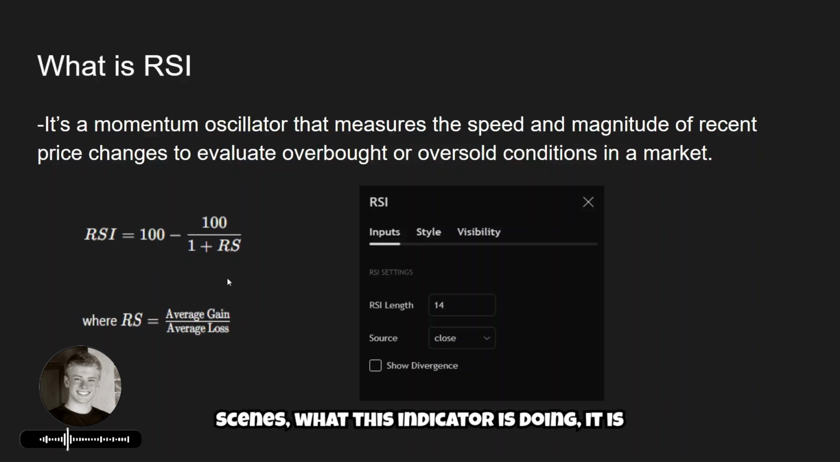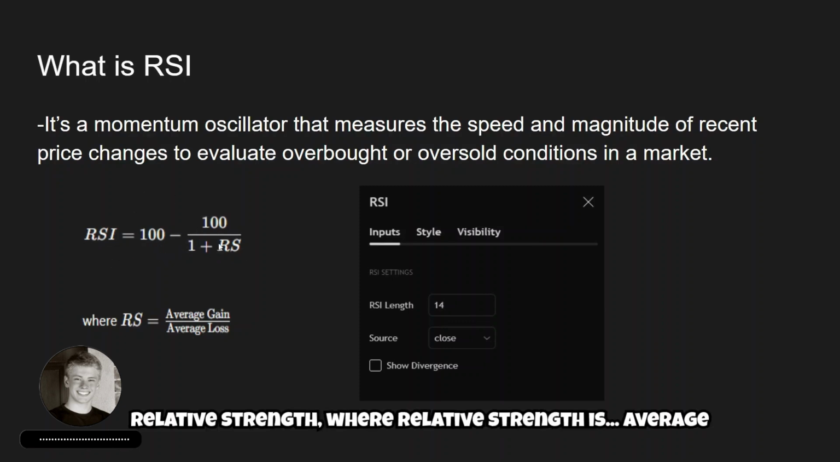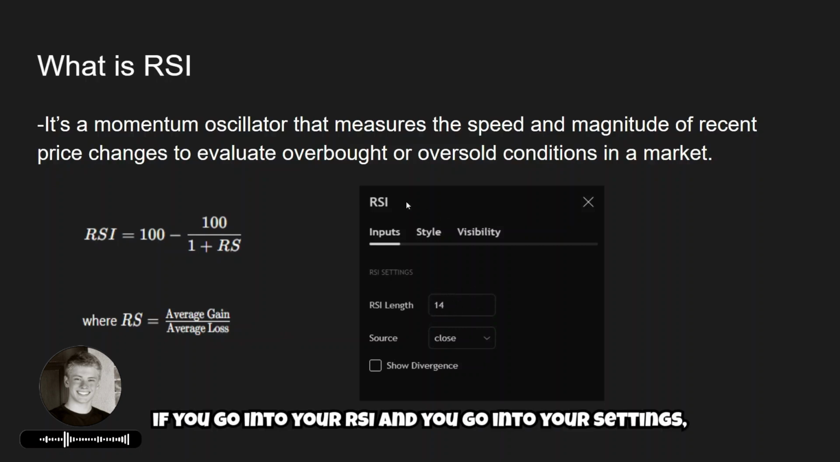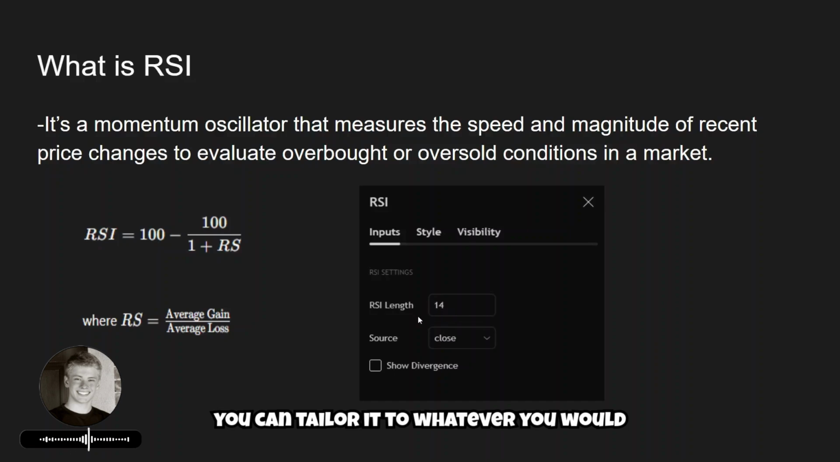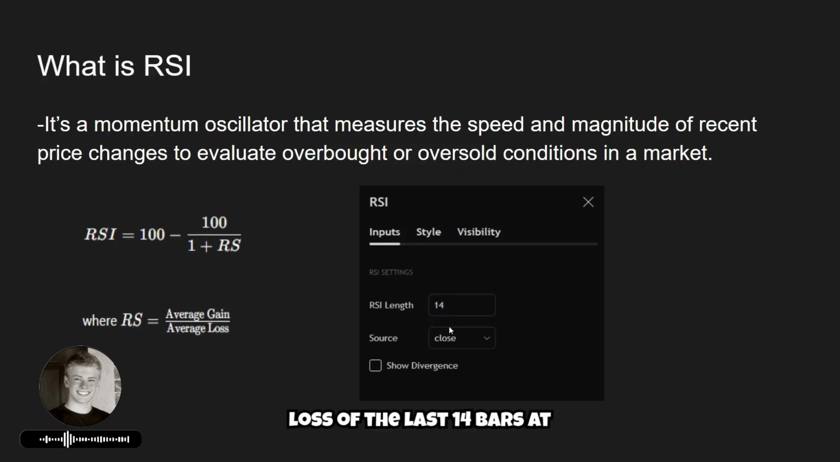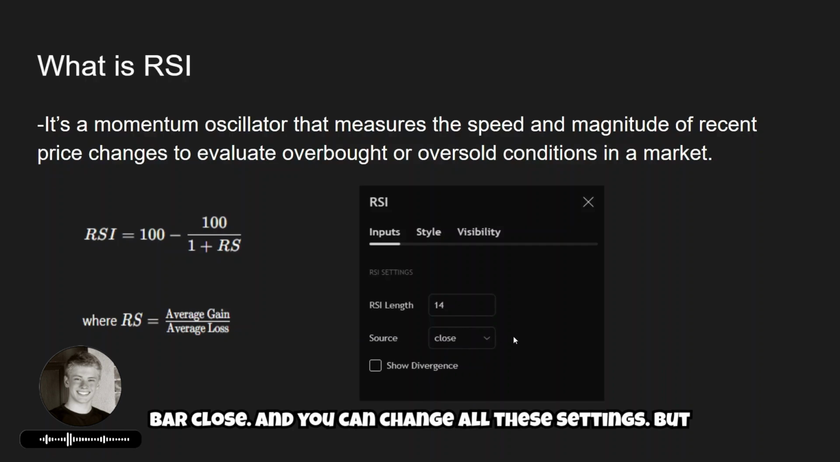Behind the scenes, this indicator is calculating the RSI using this formula: 100 minus 100 over 1 plus relative strength, where relative strength is the average gain over the average loss over a period of bars. If you go into your RSI settings, you can tailor it to whatever you would like. The standard is 14, so it will measure the average gain over average loss of the last 14 bars at bar close. You can change all these settings, but that's basically where the value comes from.